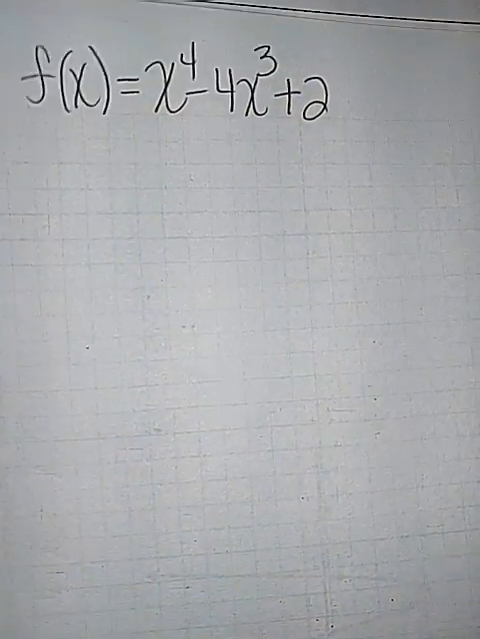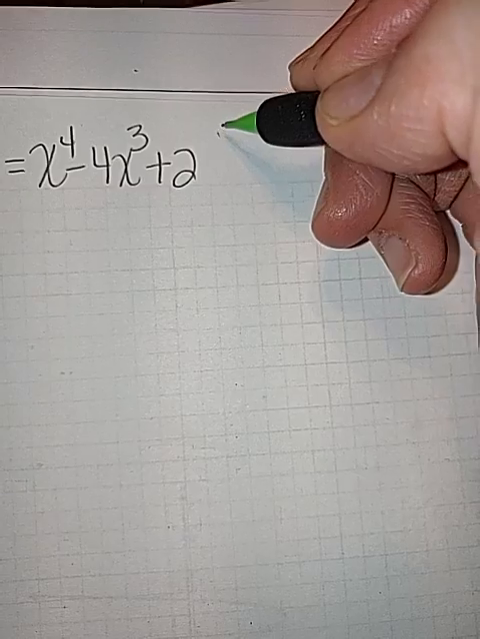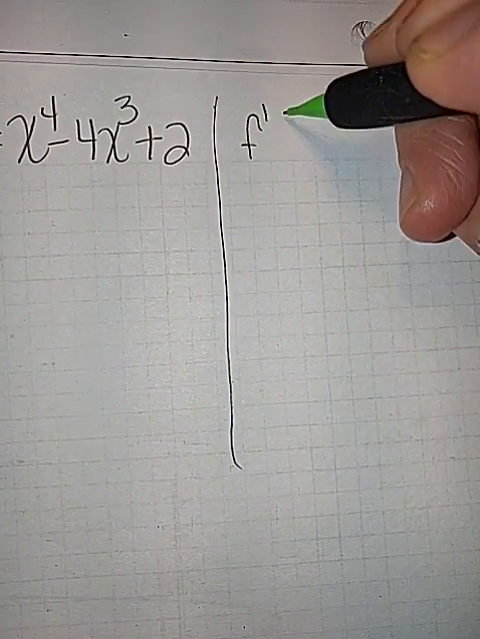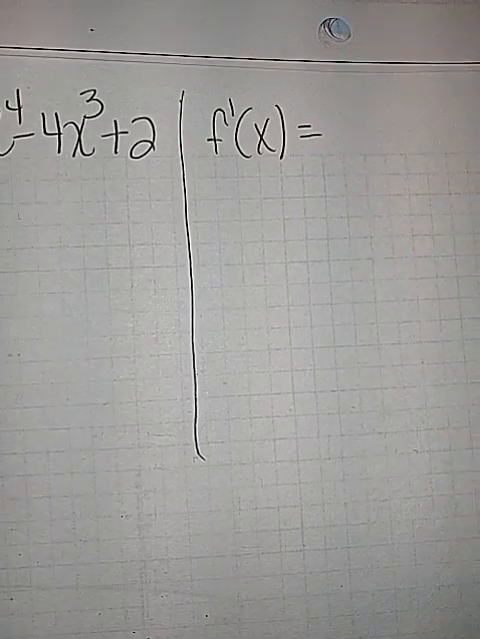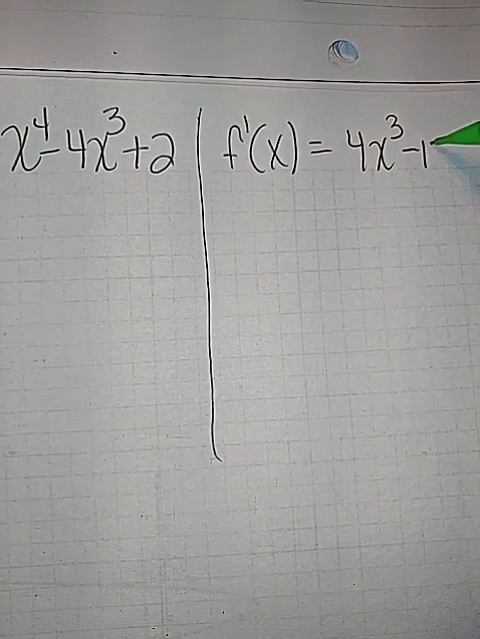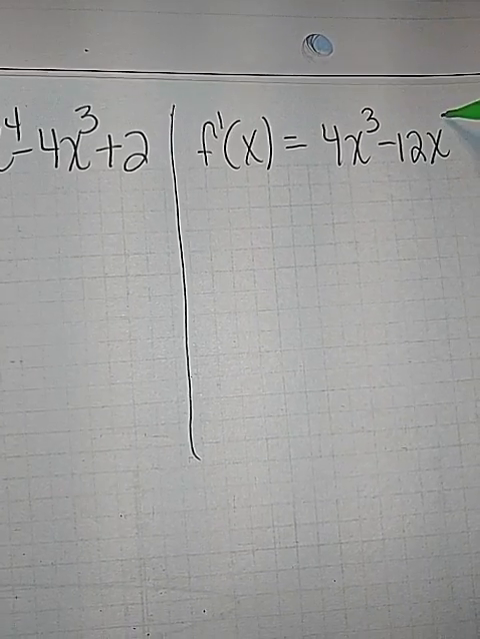Okay, so I'm going to find the relative extrema for number 29. So the first thing I'm going to do is find the first derivative. Okay, so I have 4x to the third minus 12x squared.